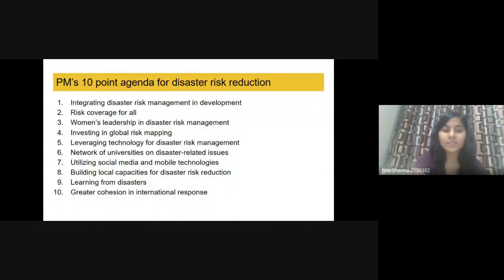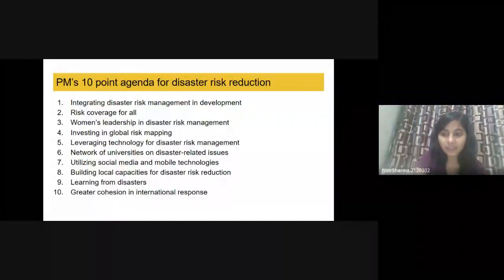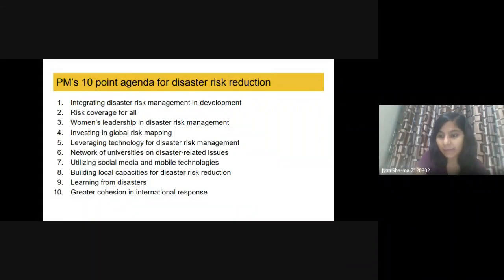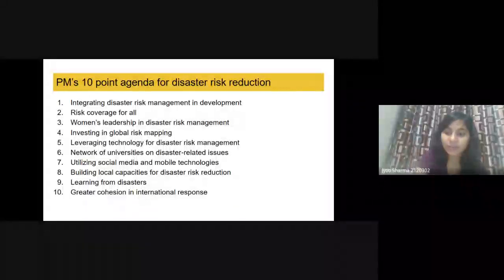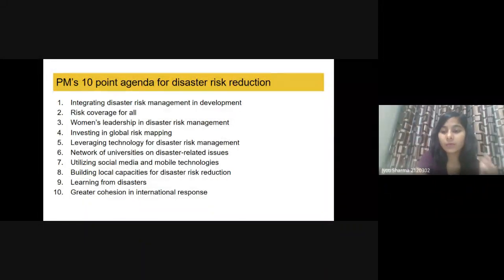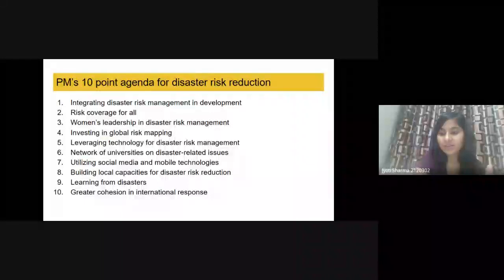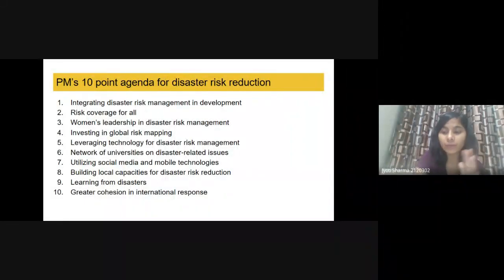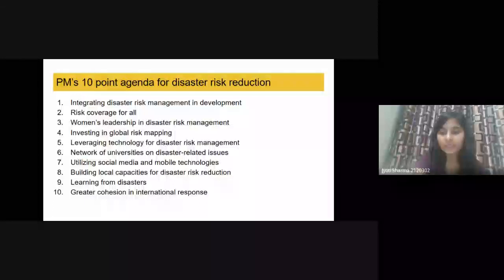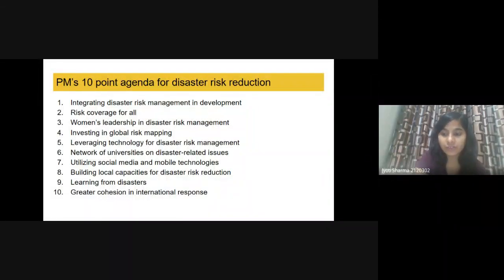Okay, so this is integrating disaster risk management in development. Whenever you are doing some kind of development, if you are constructing something, for example a lab in which you have explosive chemicals, then you must have disaster risk management in mind. What steps should be taken for the prevention of this kind of accident, or if that accident happens, how can we cope with it? So in development, we must have disaster risk management.